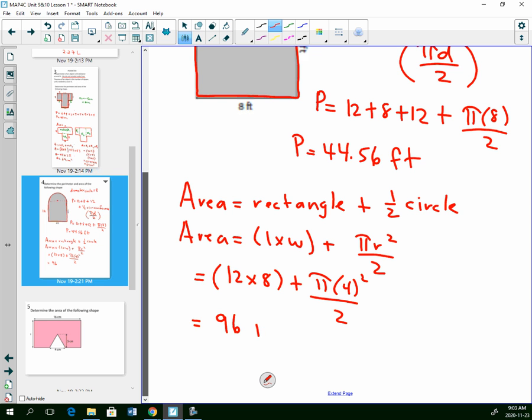So 12 times 8 is 96, and then we'll figure out half the circle. So 16 times pi, and then half of that is 25.12. And then we'll add that to the 96. So that is 121.12. And don't forget your units.